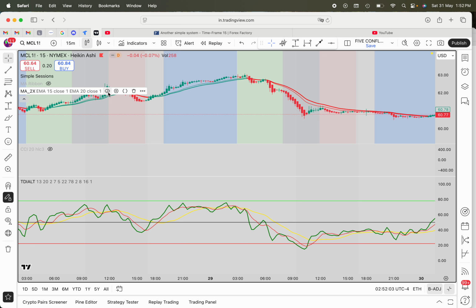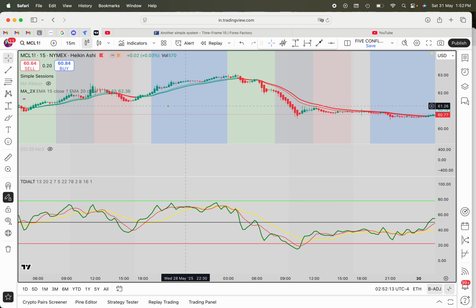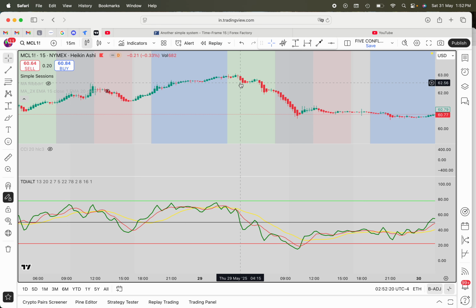20 is my go-to for determining trend on a 15-minute chart, which is this thicker red line or thicker green line. Okay. Now, let me just turn that off. You'll see here I've got Heikin-Ashi bars.